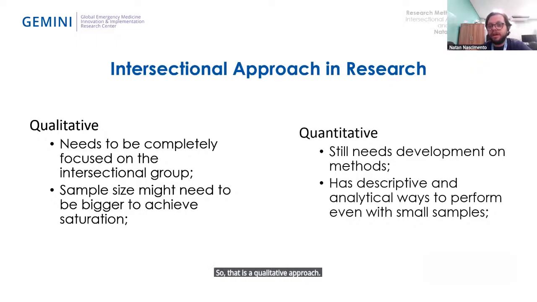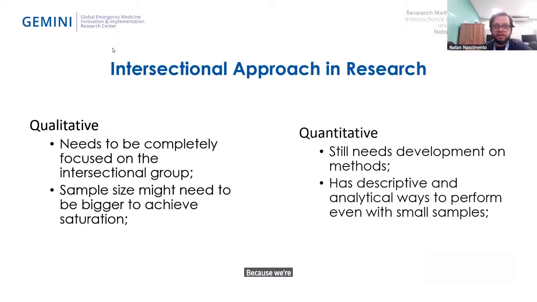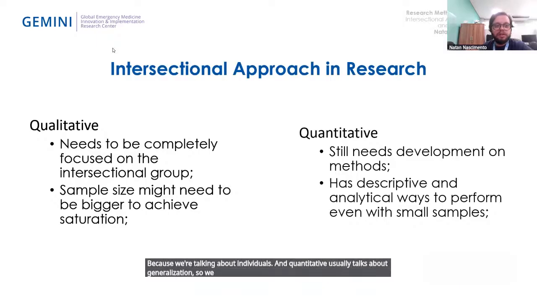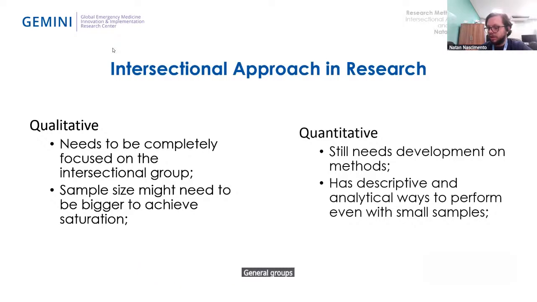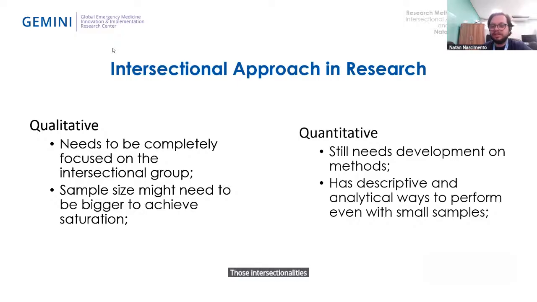The quantitative still needs some development because it's something new. As intersectionality was created and nominated in a qualitative aspect of the person, because we're talking about individuals, and quantitative usually talks about generalization. So we're talking about general groups and how to assess risks for a multitude of peoples and groups. It's still pretty new on how to really assess those intersectionalities in quantitative analysis.